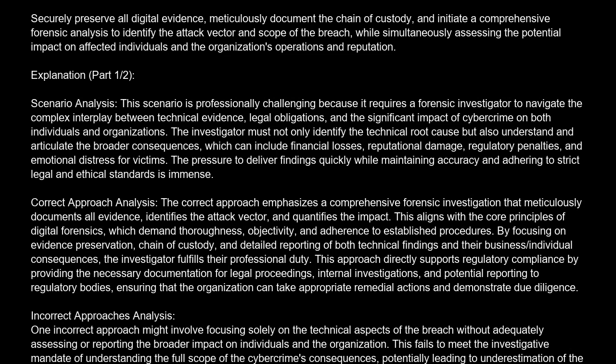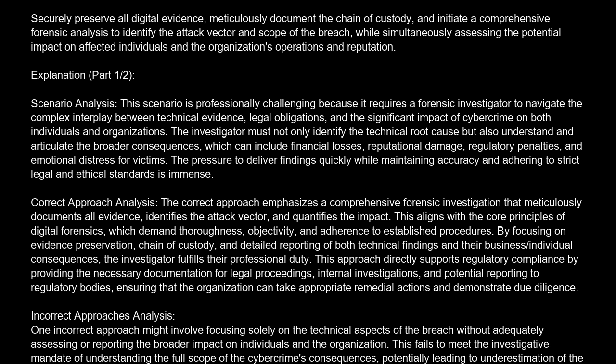The correct answer is A. Securely preserve all digital evidence, meticulously document the chain of custody, and initiate a comprehensive forensic analysis to identify the attack vector and scope of the breach, while simultaneously assessing the potential impact on affected individuals and the organization's operations and reputation. Explanation. Scenario analysis.